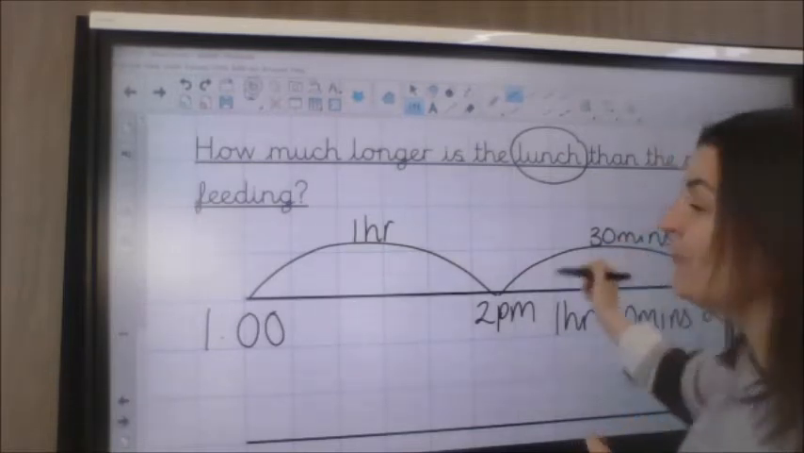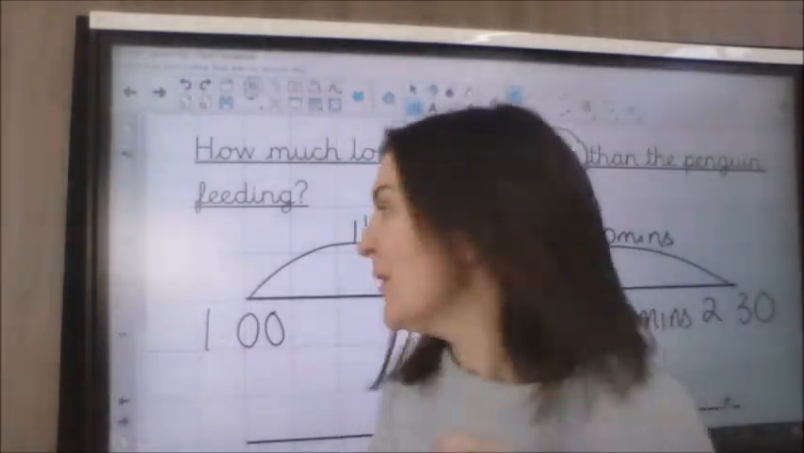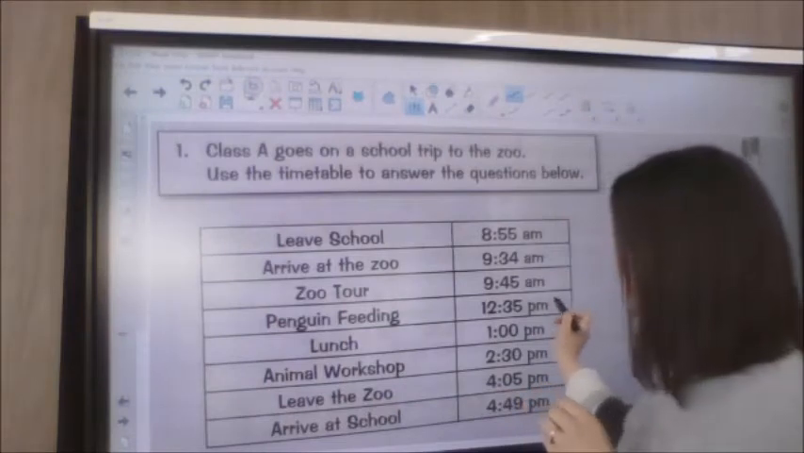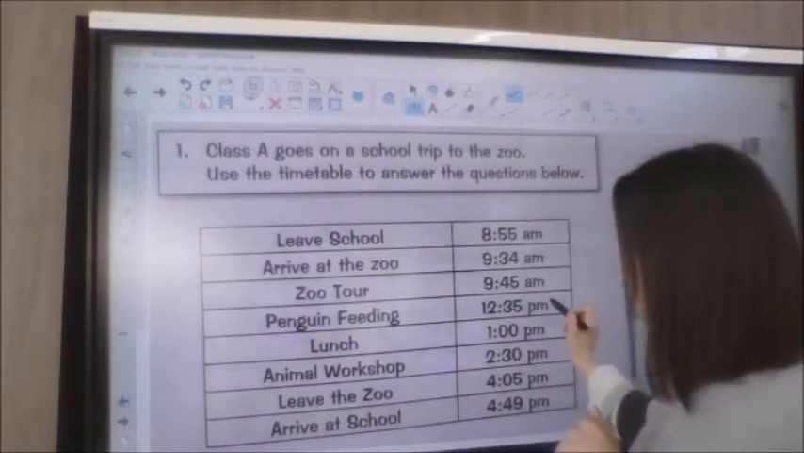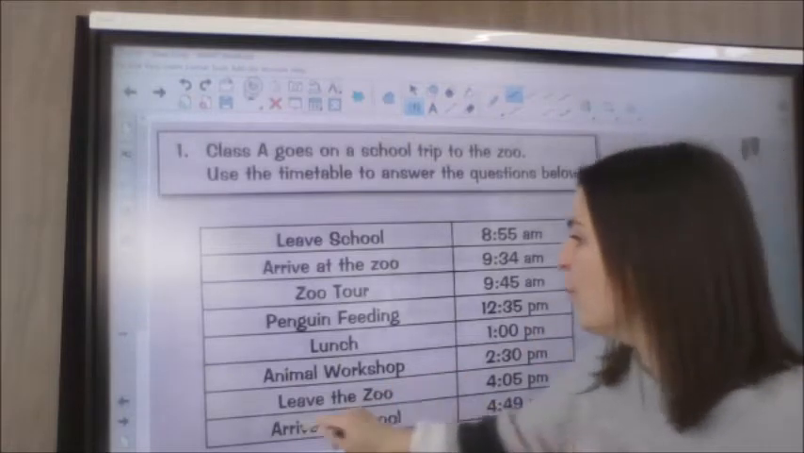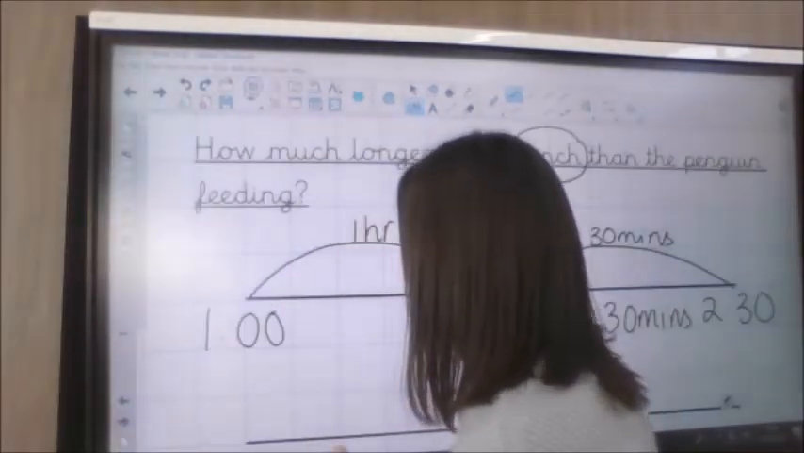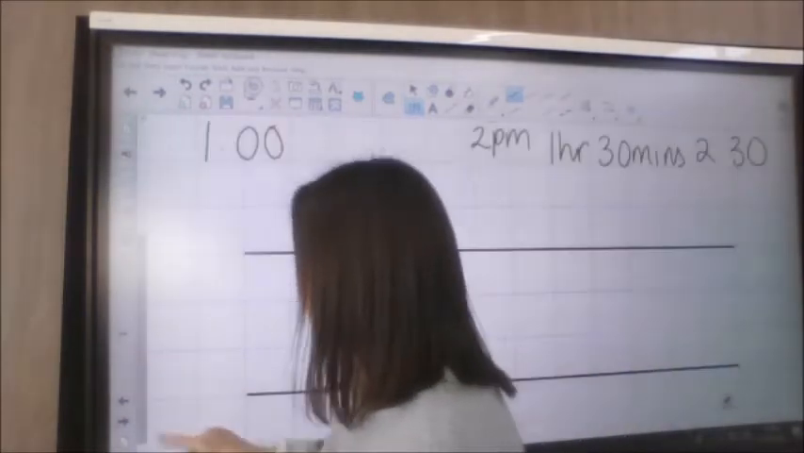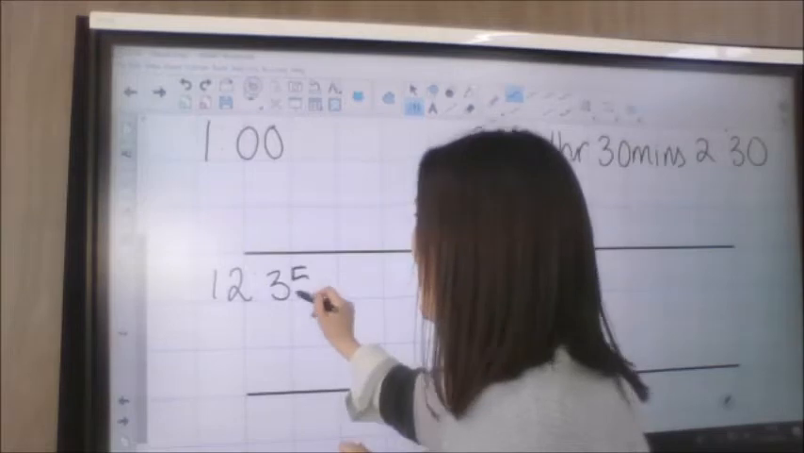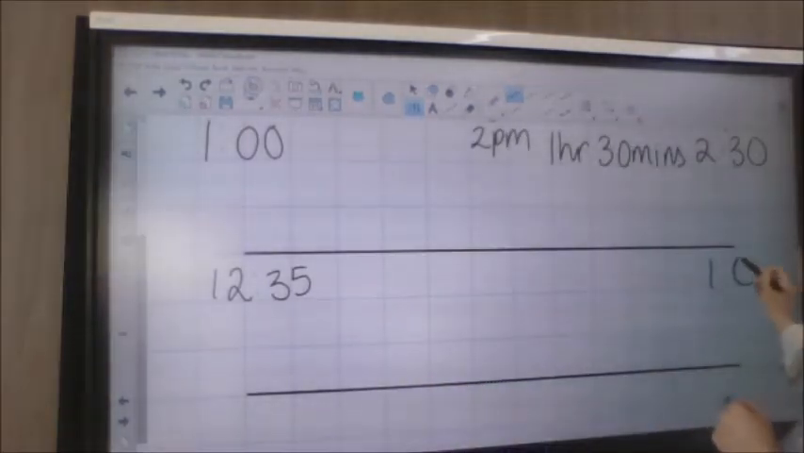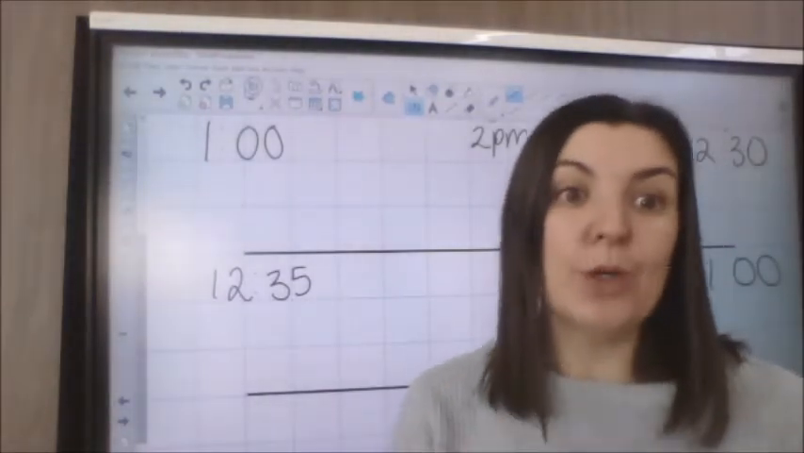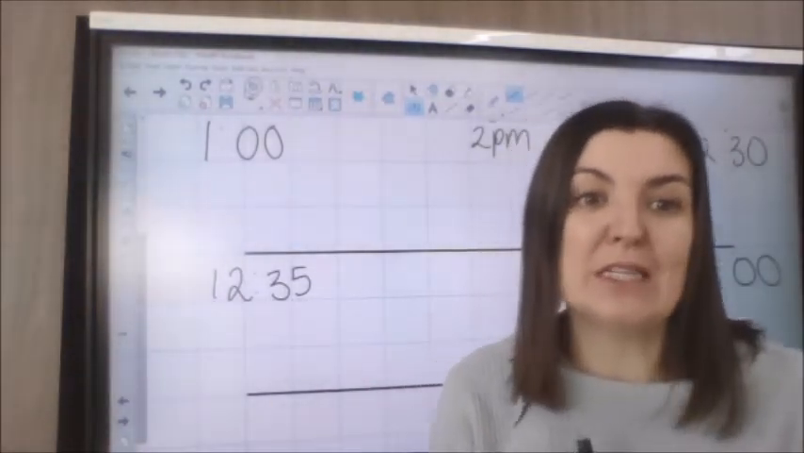Okay, so the penguin feeding then, you're going to do this one. I'll just give you a little helping hand. The penguin feeding starts at 12:35 and ends at 1 o'clock when lunch starts. So you've got 12:35 that it starts and it ends at 1 o'clock. Okay, so pause the video now and work out how long the penguin feeding took.